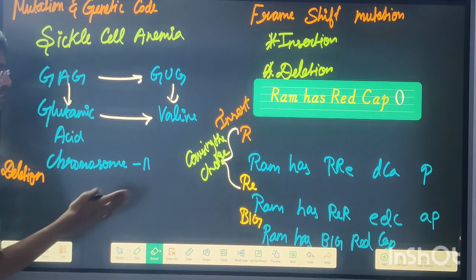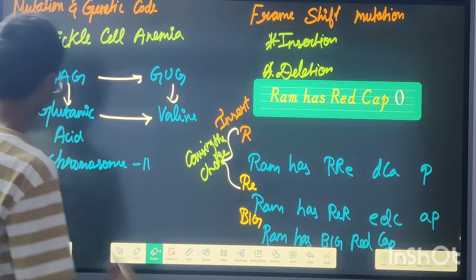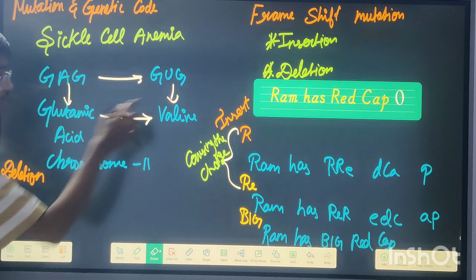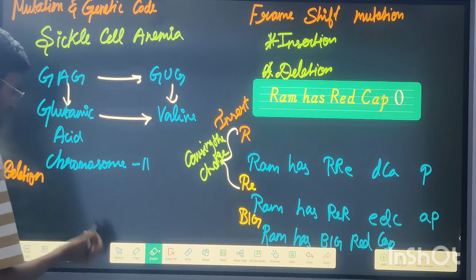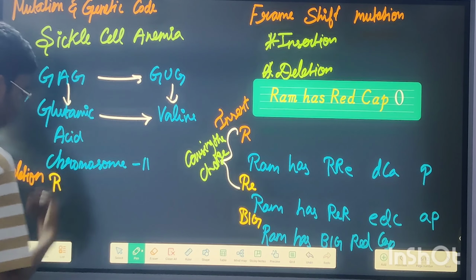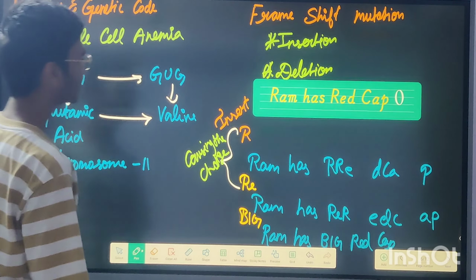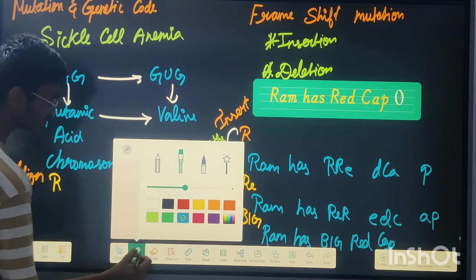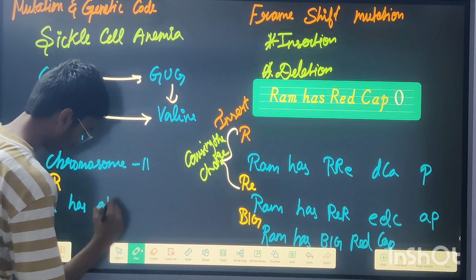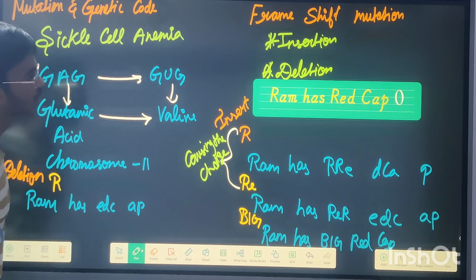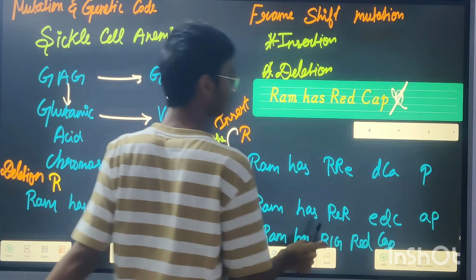What is deletion? Don't consider the color change between this R and this. From this I'm going to delete one thing. So I'll delete R itself. If I delete this R, what will be happening? We can say Ram has EDCAP. That 0 is my marker, so don't consider that one.